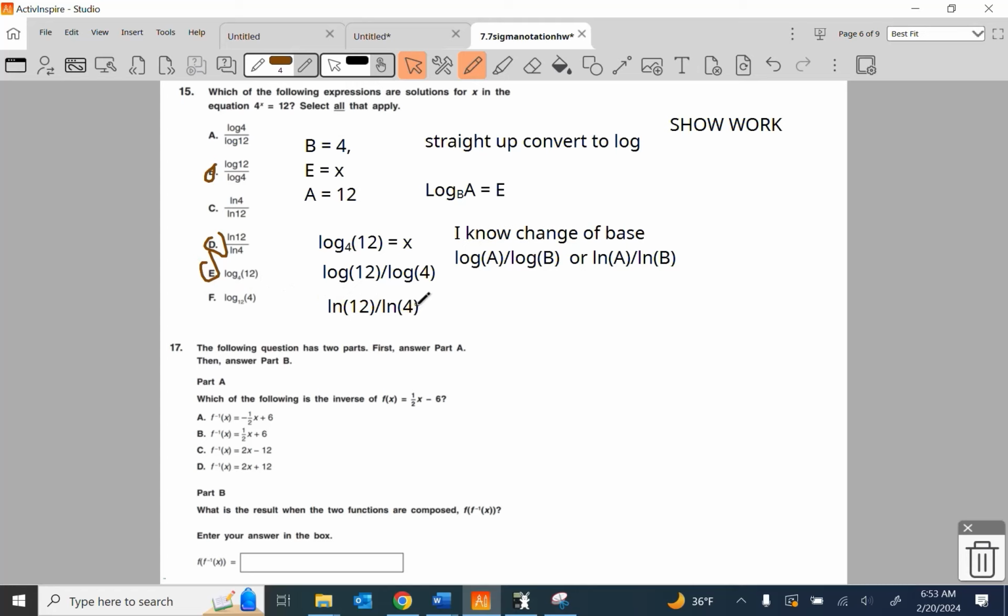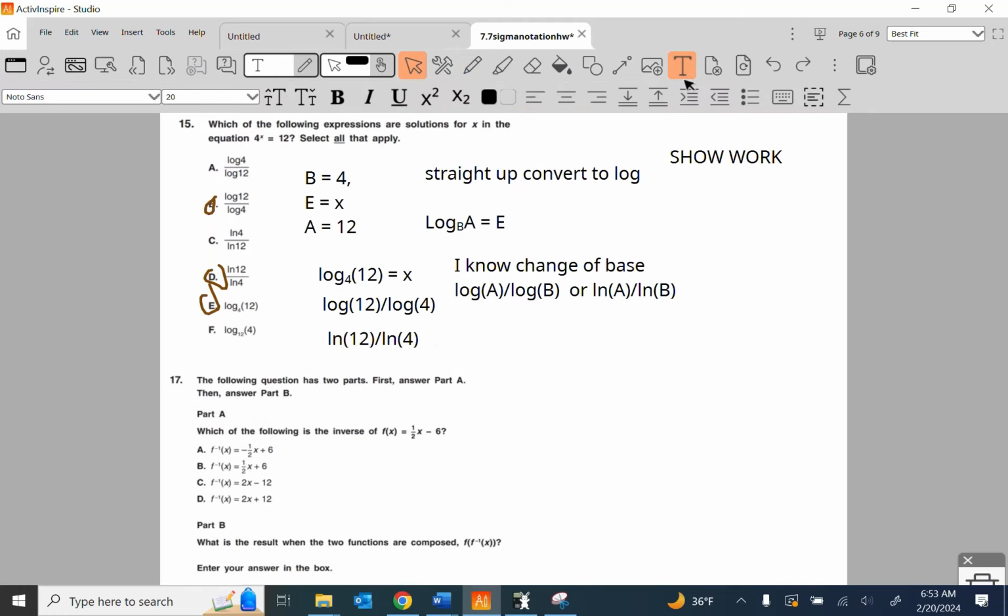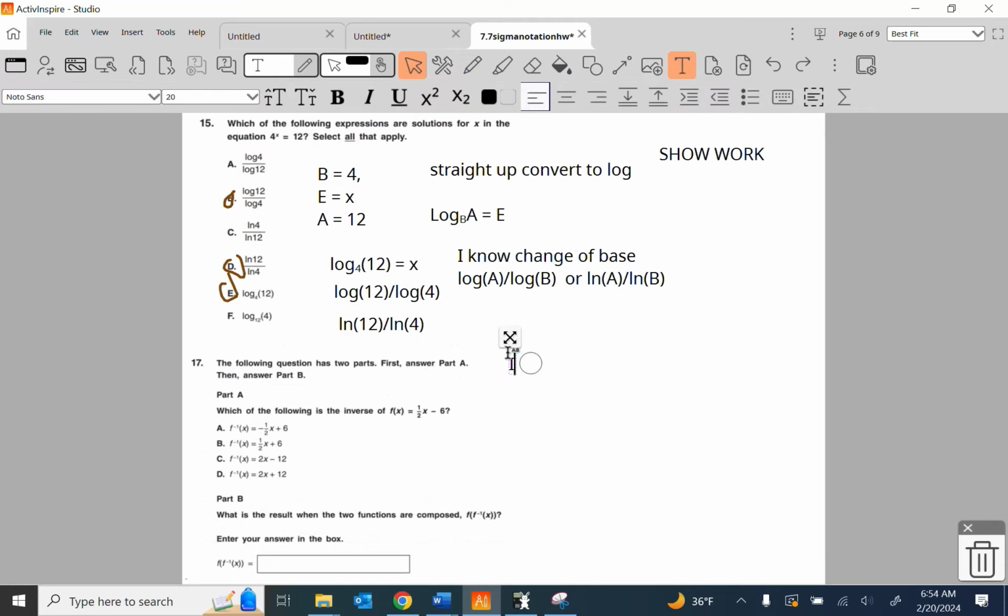Oops. All right, 17. The following question has 2 parts. First, answer part A, then answer part B. Which of the following is the inverse of (1/2) to the x minus 6? You should know your 3 steps. Step 1, swap x and y. Step 2, resolve for y. Step 3 is notation. Some of y'all just can't do this.